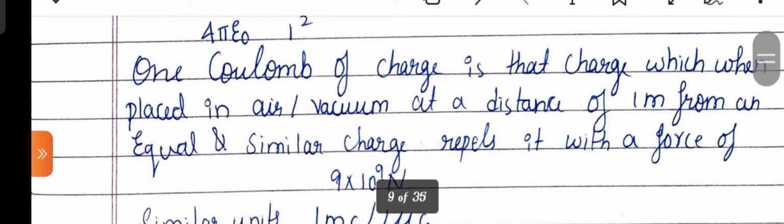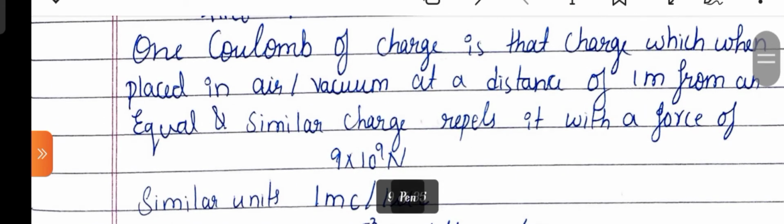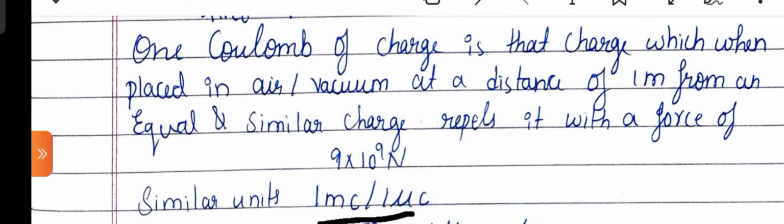Okay, they repel, right? If they are like charges, they repel. So equal and similar charges repel with a force of 9 × 10^9 Newton. Okay, that is given here. So the smaller units are 1 mC and 1 μC. So this we'll use when we solve the numericals.